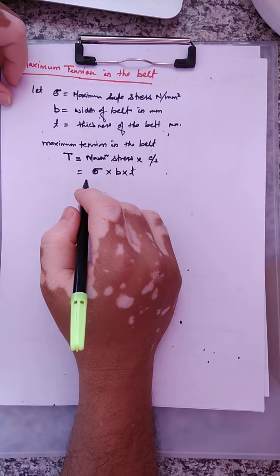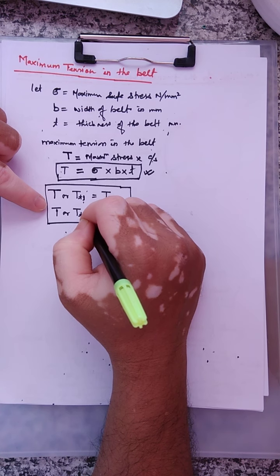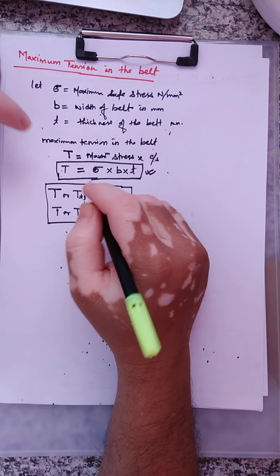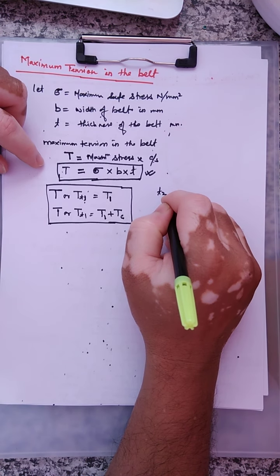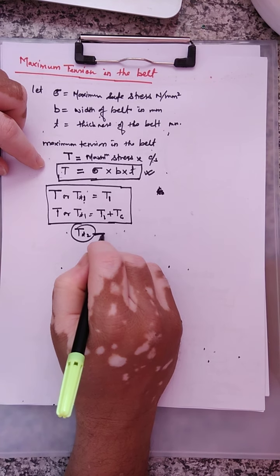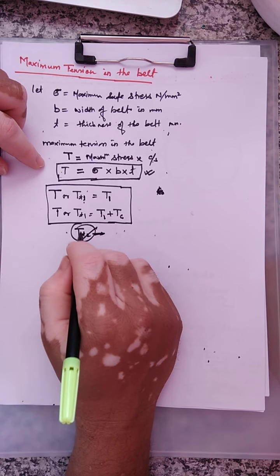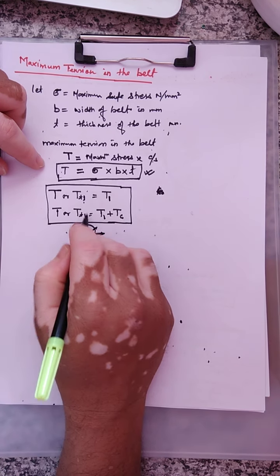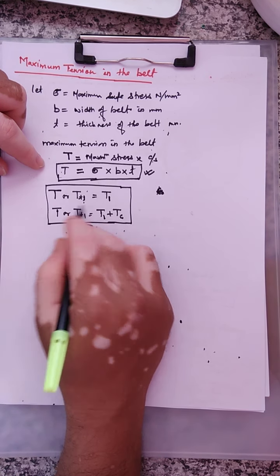If we neglect centrifugal tension, then the tension in the tight side will automatically be the maximum tension, or if we consider the centrifugal tension, then the maximum tension will be the tension in the tight side plus centrifugal tension. T1 will always be the maximum tension, and T2 will never be the maximum tension, because it is the tension in the slack side. So always T1 will be the maximum tension.